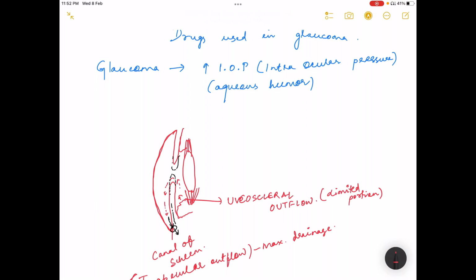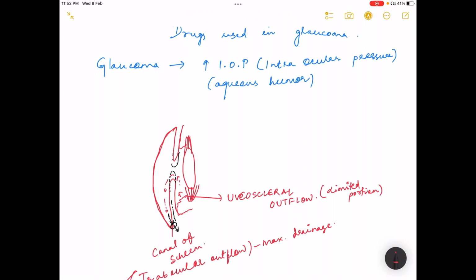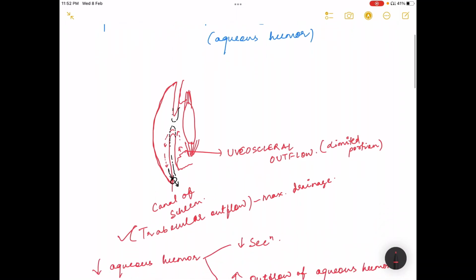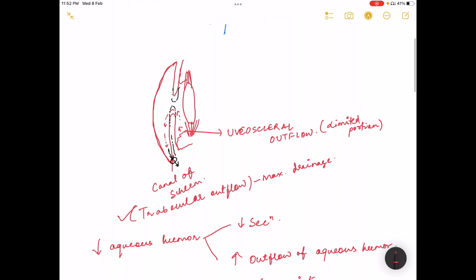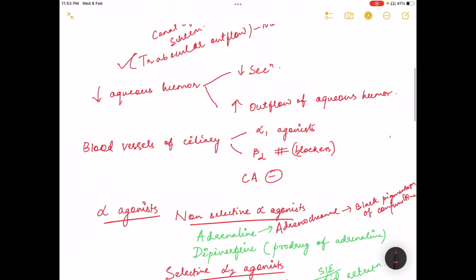Okay, so let us revise within 2 to 3 minutes what we have read. We have read what drugs are used in glaucoma. Glaucoma is because of the increase of intraocular pressure, and aqueous humor is formed by the ciliary body and drained mainly by the canal of Schlemm, also known as trabecular outflow, which is the maximum drainage. The other, limited outflow is the uveoscleral outflow. How to decrease the aqueous humor? We can decrease it either by decreasing the secretion or by increasing the outflow.